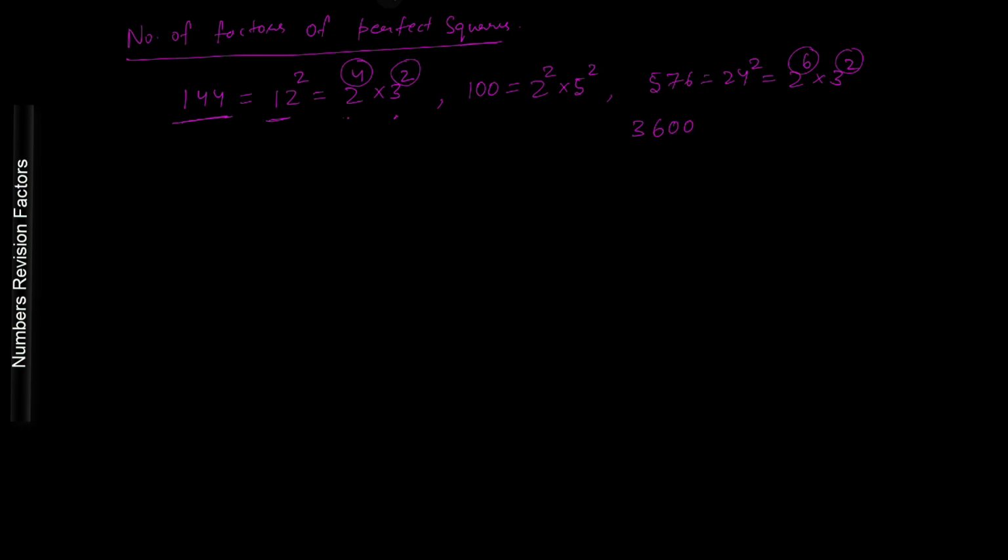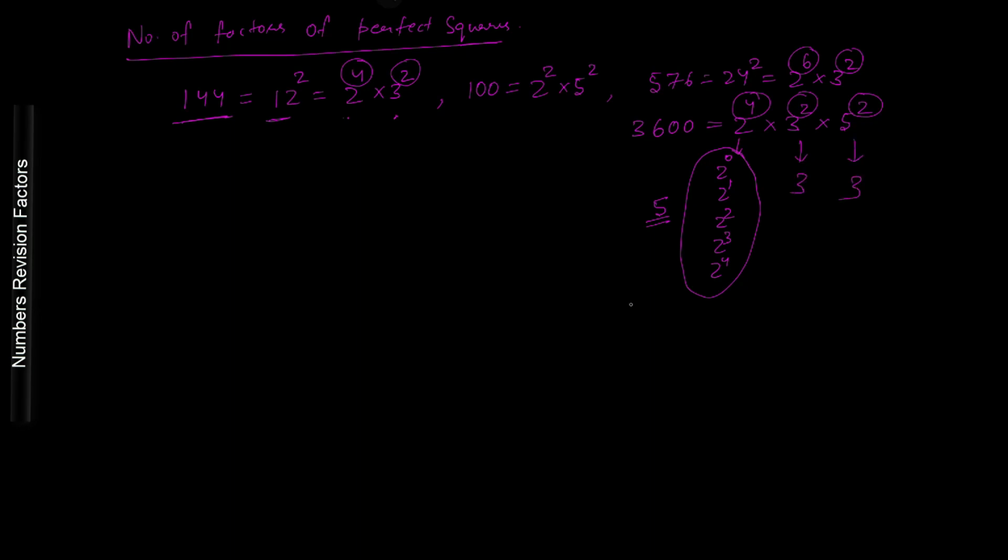3600, that is 60 square, right? That is 2 to the power 4 into 3 square into 5 square. So for perfect squares, all the powers are even. So the number of available possibilities for the powers here will be odd. Check it. 2 raised to 4 means 2 raised to 0, 2 raised to 1, 2 raised to 2, 2 raised to 3, 2 raised to 4. So how many available powers of 2 are there? 5. Right? It will always be one more than the power, right? So for 3 also there will be 3 possibilities. For 5 there will be 3 possibilities.